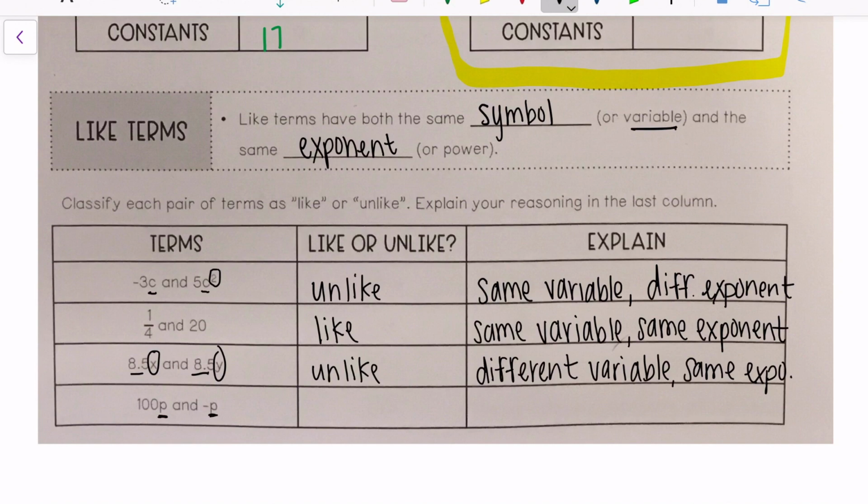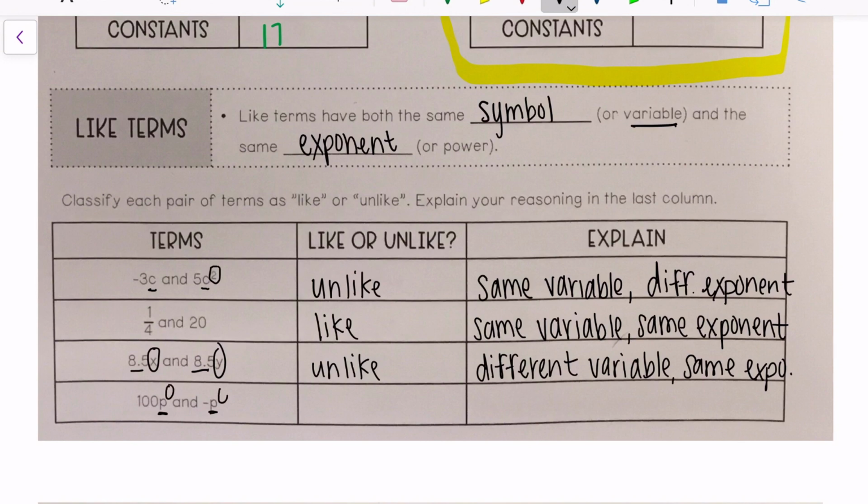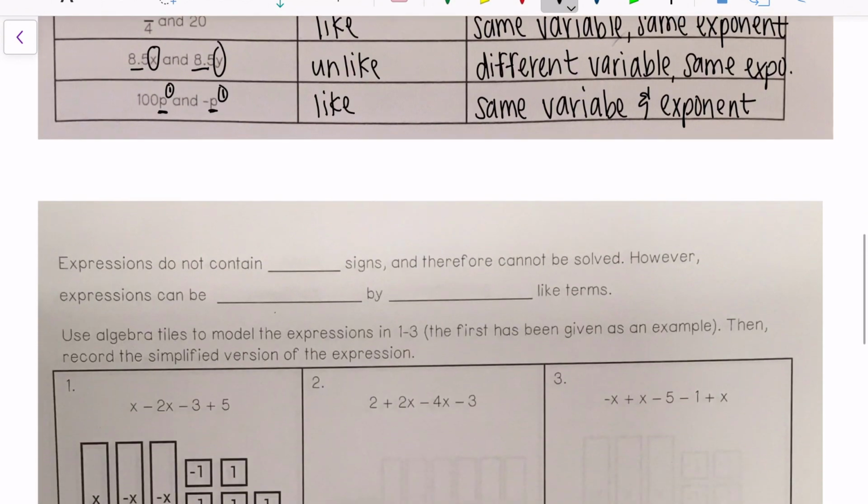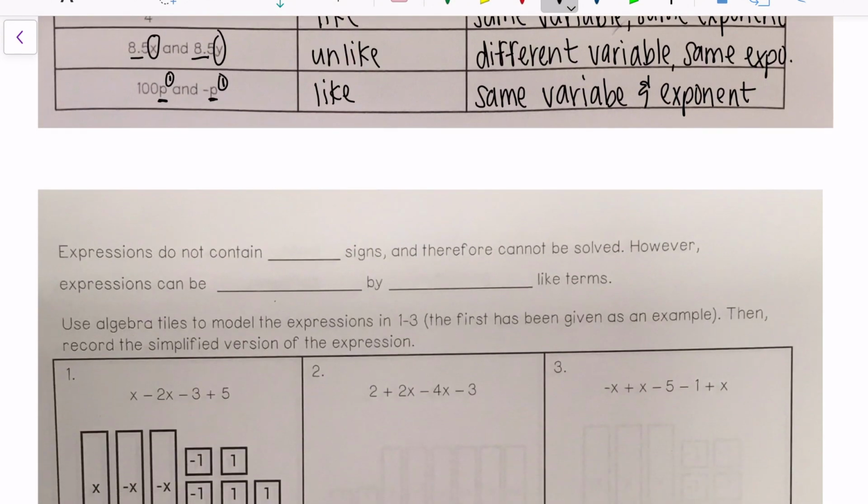The last one, we have 100p and negative p. So with this, we have the same variable, so we're going to say they're like. Now you'll notice I did circle the exponent here. The exponent is in fact the same, okay? It's not there, it's a 1. There's an invisible 1. So let's go ahead and look and see what we can do with these like terms.